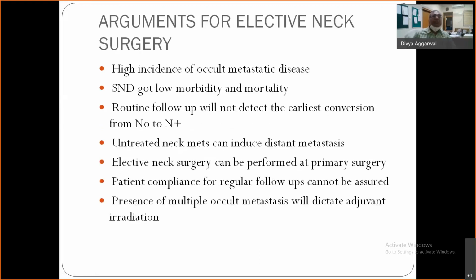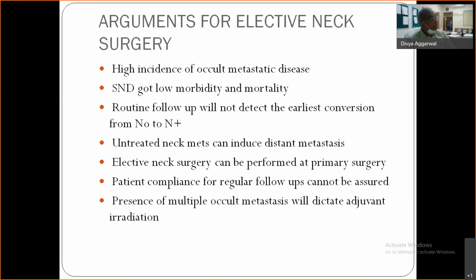Now, arguments in favor of going in for an elective neck dissection: high incidence of occurrence. The selective neck dissection has a low morbidity and mortality. Routine follow-up will not detect the earliest conversion from N0 to N+, neck node positive. Untreated neck mets can induce distant metastasis. We have to remember that. Elective neck surgery can be performed at primary surgery, and patient compliance for regular follow-ups cannot be assured.